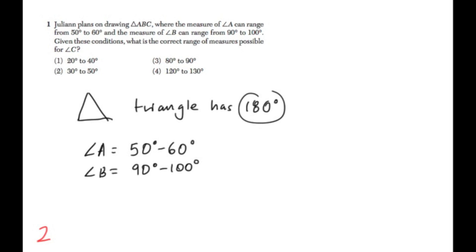So we can just take the minimum values of both angles and subtract them from 180, and the maximum values from 180, and that would be our answer. So let's take the minimum values of both first. 50 is the minimum value of A, and 90 degrees is the minimum value of B. So 50 plus 90 is equal to 140. And we'll subtract that from 180 to get the smallest angle possible for measure C, which would be 40 degrees. So that's our first vantage point.